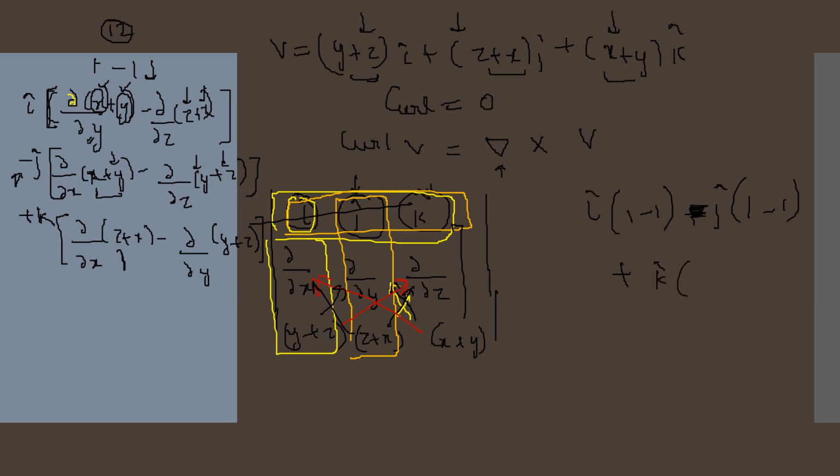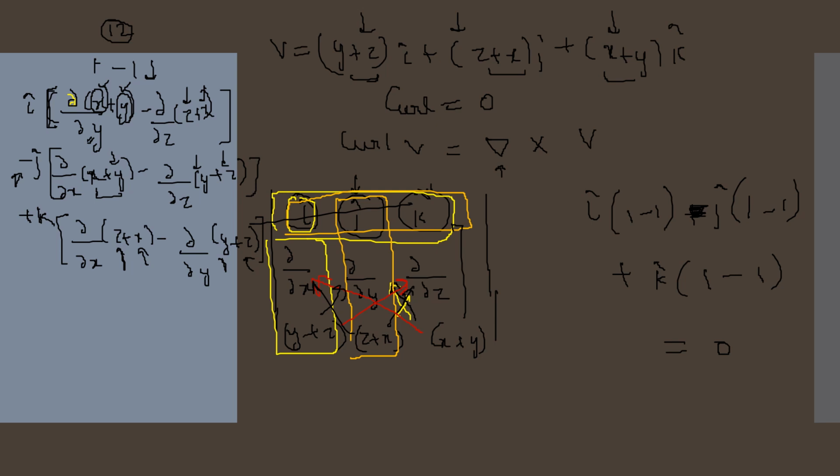z with respect to x, 0. x with respect to x, 1. Minus y with respect to y, 1. z with respect to y, 0. So you can simply say that because curl is 0, hence the motion is irrotational. So we are done with the second part as well.